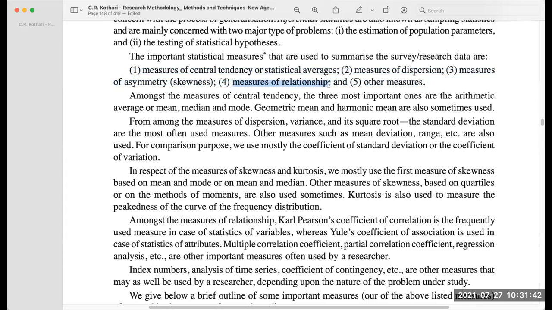Okay. When you want to establish the relationship between different variables, very basic topics we have discussed, that is correlation analysis and, sorry, regression analysis or like that. Okay. There may be other measures in your book. Okay.